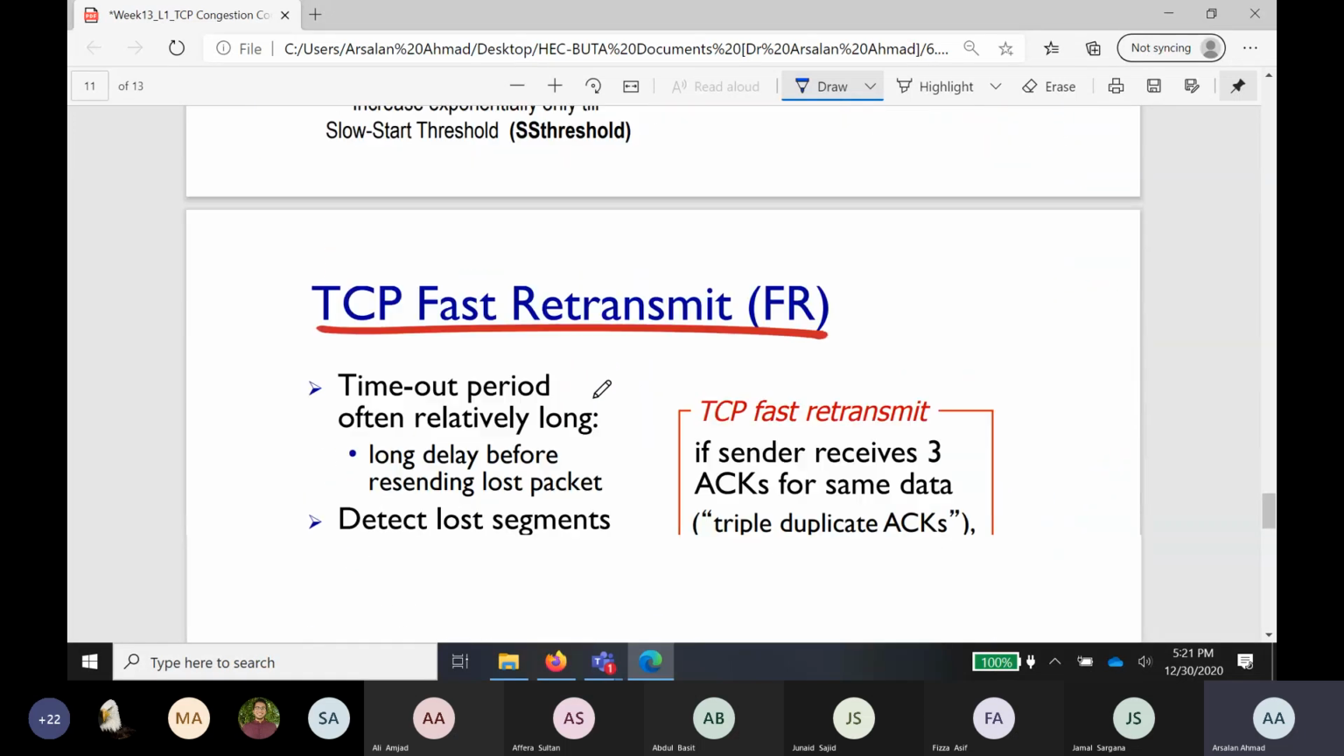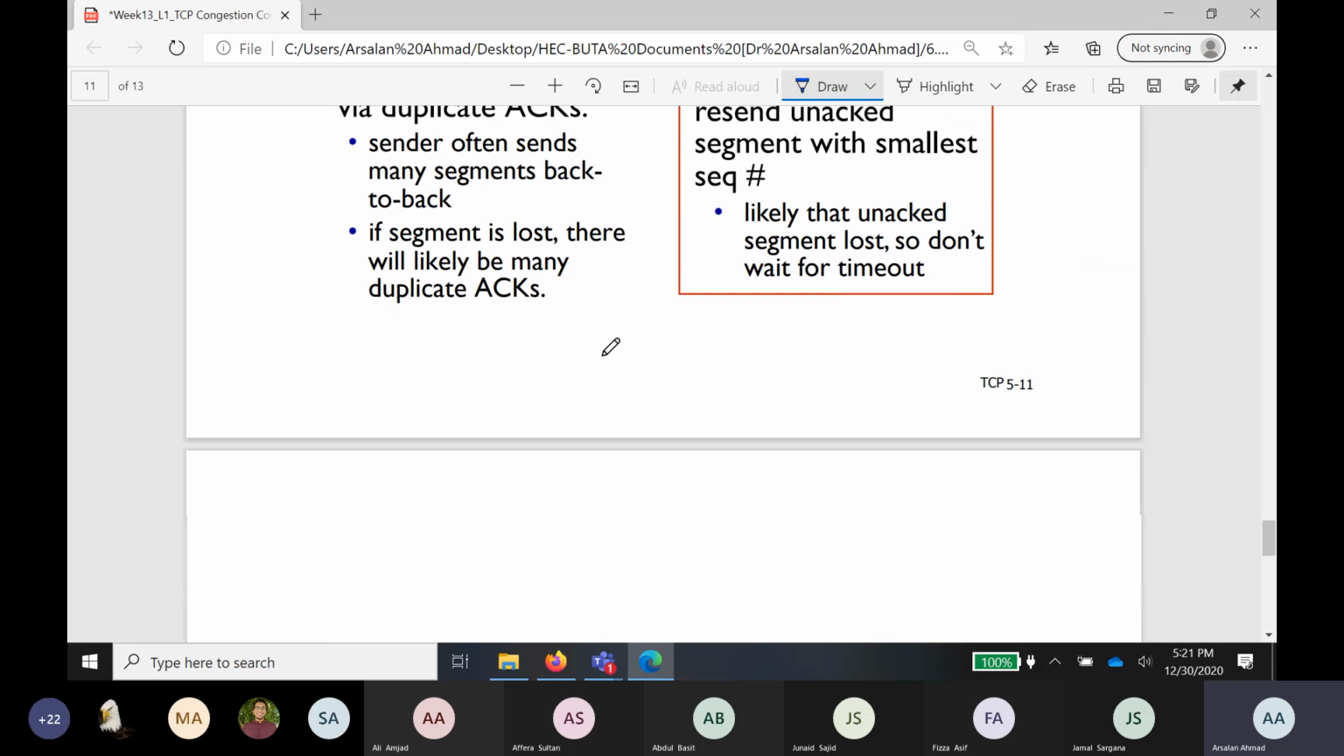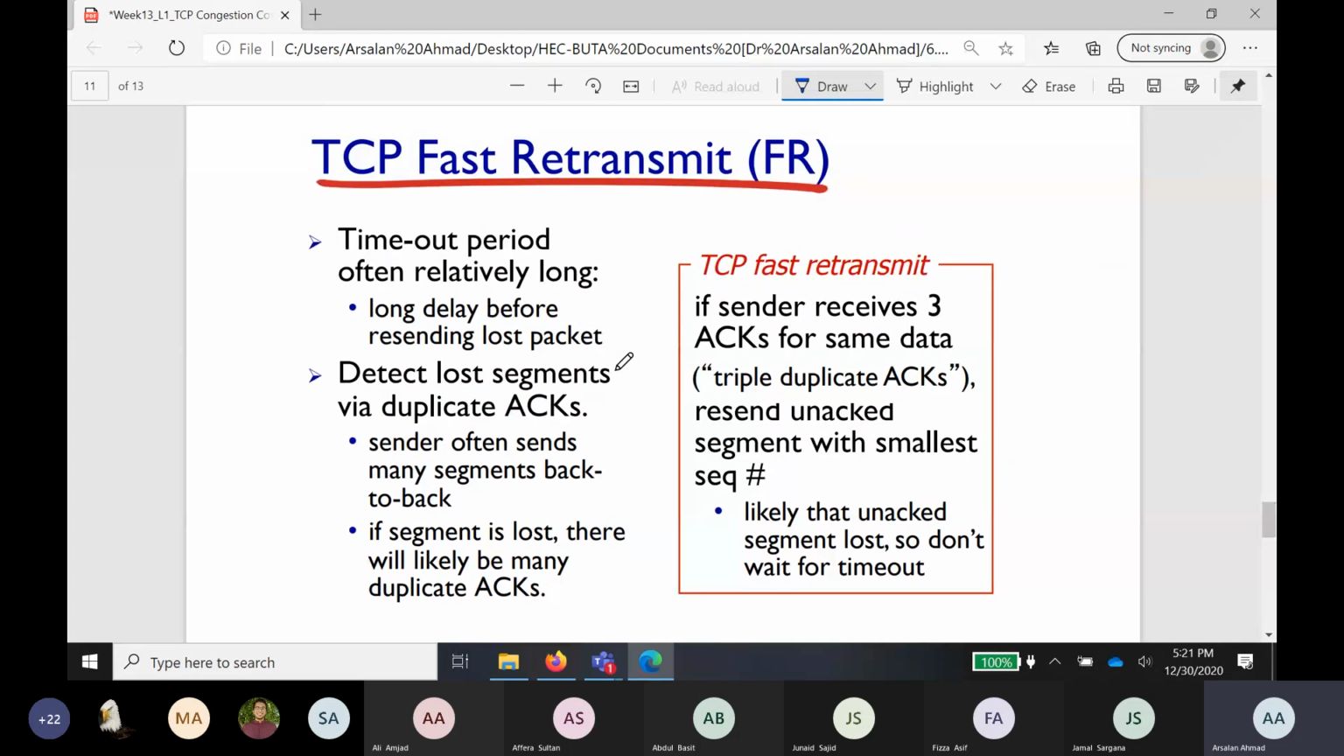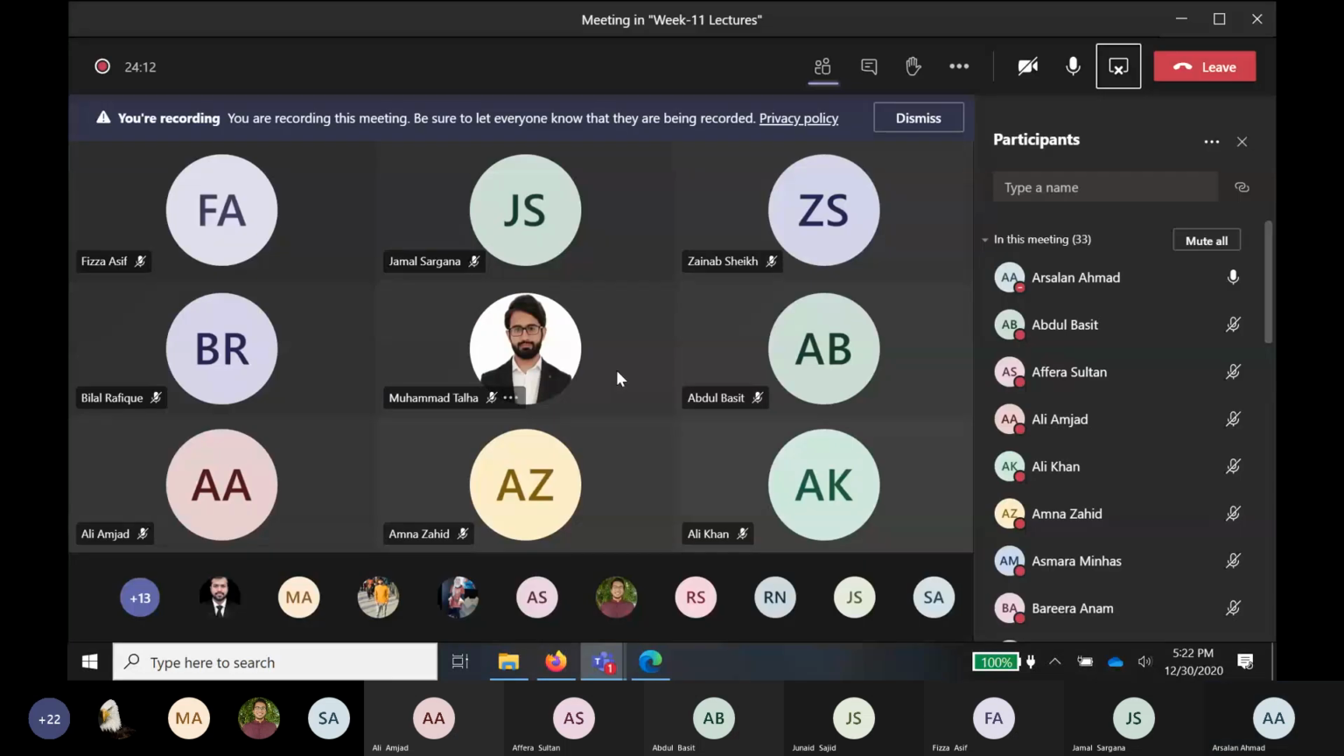So we have discussed slow start and congestion avoidance. Now the third thing is FR, fast retransmit and fast recovery. Let's postpone our discussion of fast recovery. Let's just focus on fast retransmit only. Now, up until now, the only technique we are using to detect loss is what? Anyone? Up until now, the only technique that we are using to detect segment loss is what?